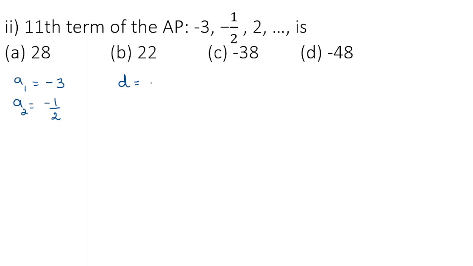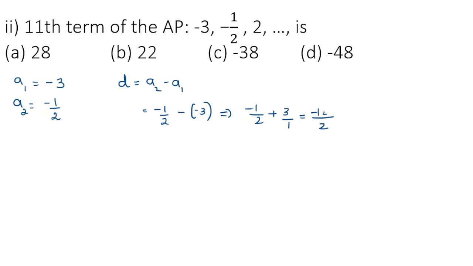Now what we have to find is the D value, the common difference. How to find the common difference? A2 minus A1, that is minus half minus minus 3. Now minus minus becomes plus. So in the next step I'll write minus half plus 3 by 1. The 3 is a whole number, so we have to write it in fraction form. When we take the LCM, it will be 2. 2 1s are 2, so minus 1.